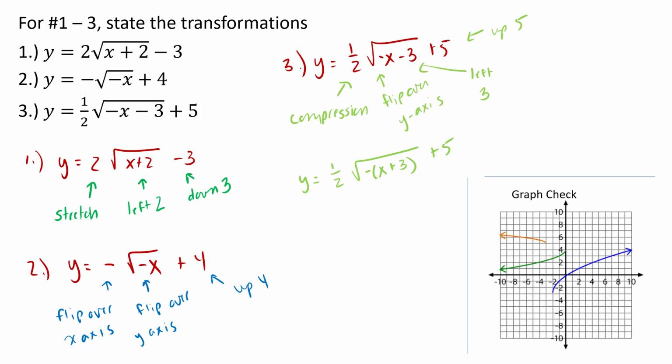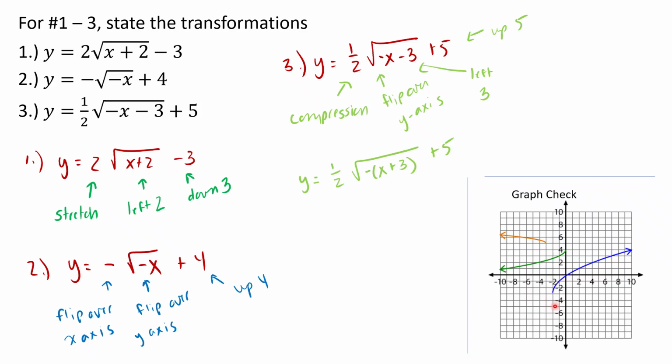Okay. So looking at these, we have stretch, left 2, down 3. Now the stretches and compressions are hard to see, so I'm not going to locate the graph by using the stretch. I think I can look at that and see which one of these is stretched, but let's go with the left 2, down 3. So if I start here and I go left 2, down 3, that helps me find the graph that I'm looking for.